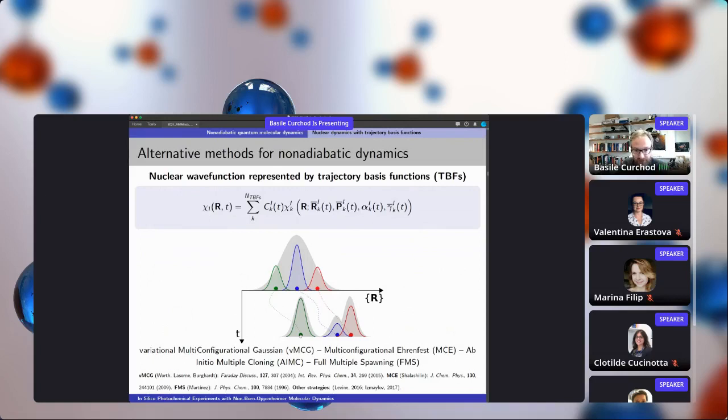So the way we move these Gaussians will define the method we are using. If we move the Gaussians based on the variational principle, you are using the variational multi-configurational Gaussian, or VMCG, approach. If you move these Gaussians along Ehrenfest trajectories or mean field trajectories, you are using the multi-configurational Ehrenfest, MCE, approach. If you move these Gaussians along classical trajectories, then you are using the full multiple spawning, FMS, approach.